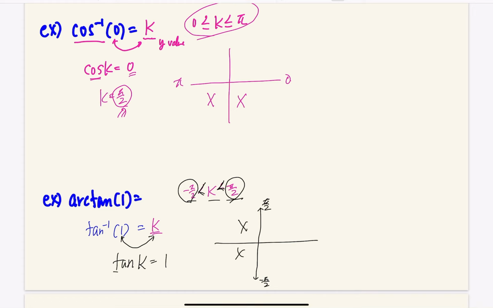Tangent K is 1, right? So we should use first quadrant. Angle K is in first quadrant. Do not use Q4, because in Q4 tangent is also negative. And then use the ratio of tangent. Tangent is opposite over adjacent. So length of hypotenuse is square root of 2. And K is 45 degree, which is pi over 4.